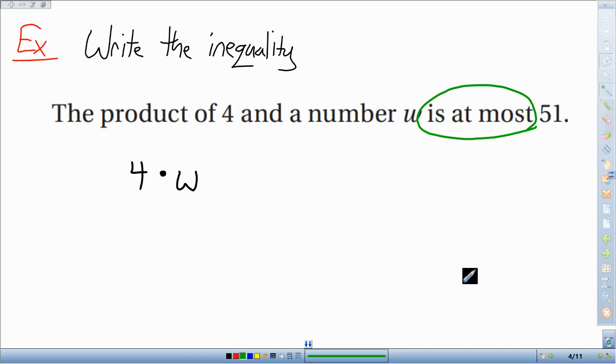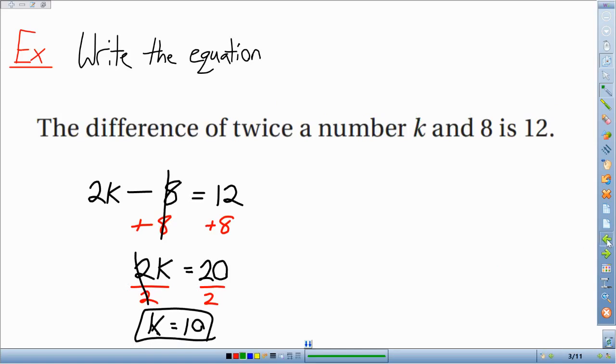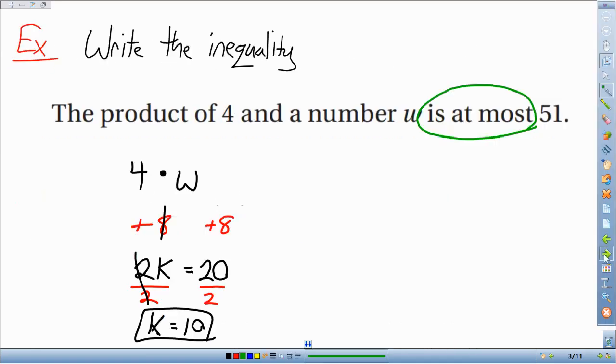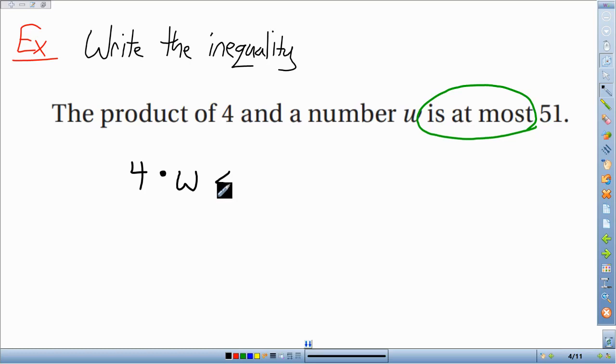Okay, well, if it helps, flip back to the beginning. Okay, "is at most," it looks like we're dealing with our less than or equal to symbol. Which kind of makes sense, less than or equal to is at most, right? So that is what we're going to write in here. So less than or equal to 51.